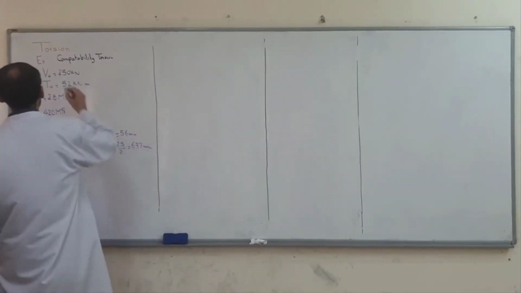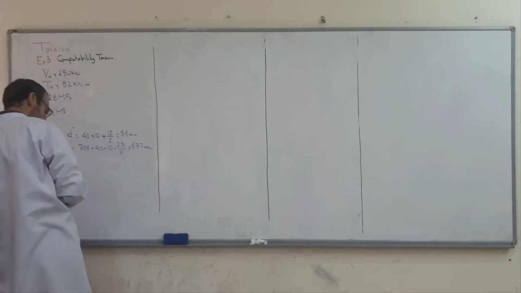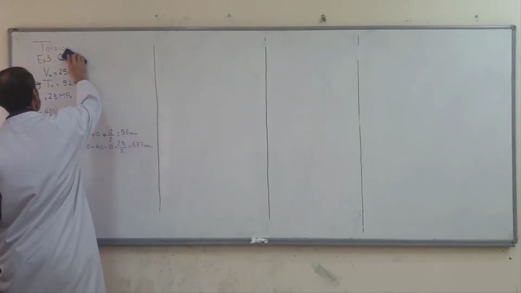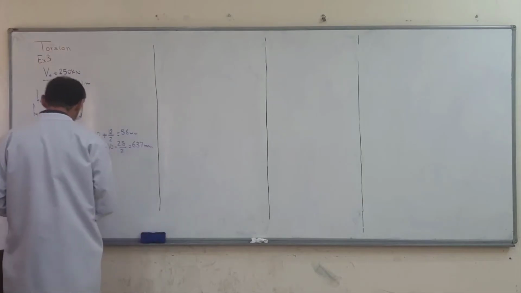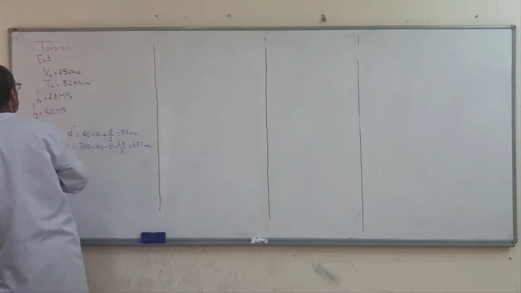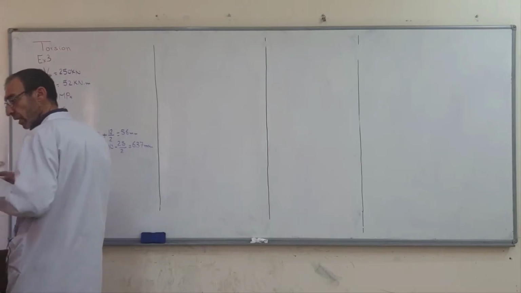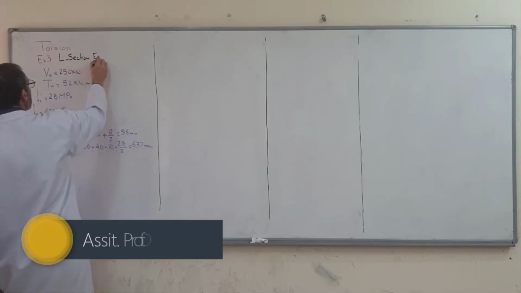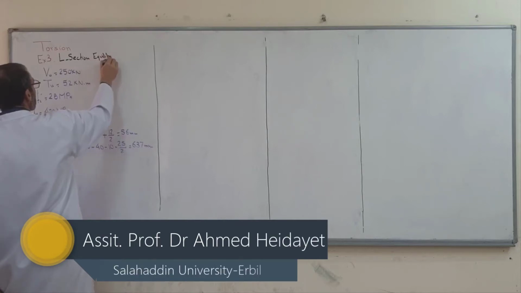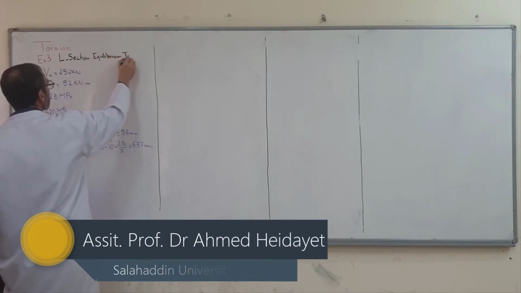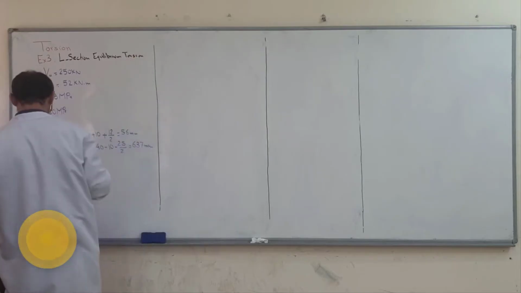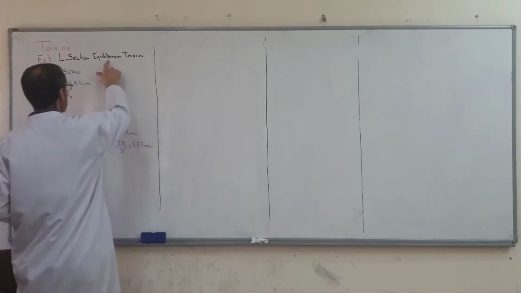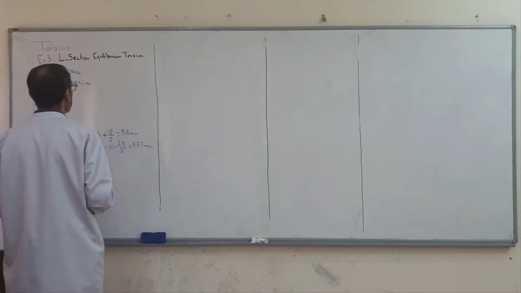Example number 3. This is equilibrium torsion, L section. Equilibrium torsion means that the torsion cannot be reduced in any way.